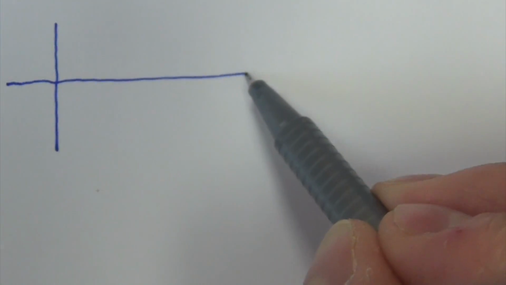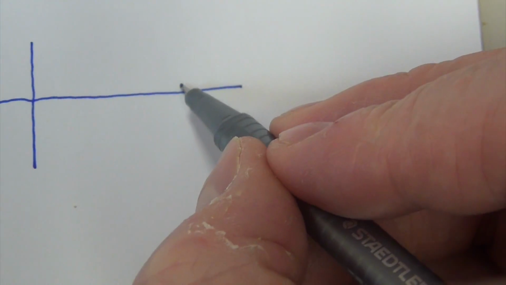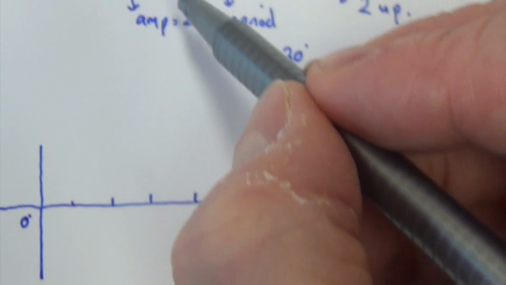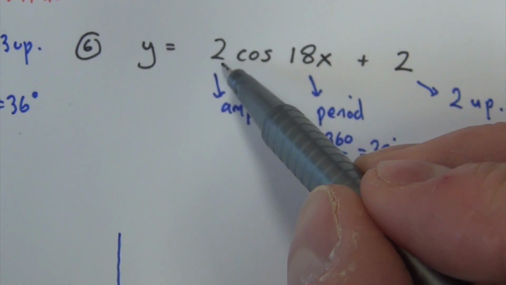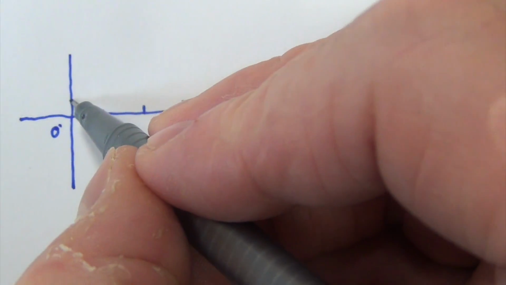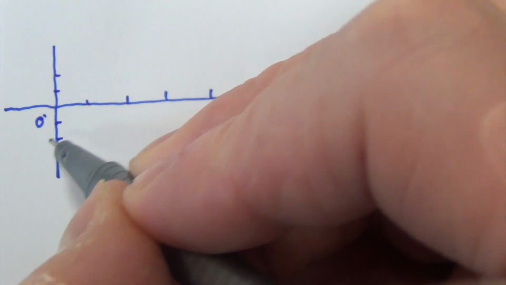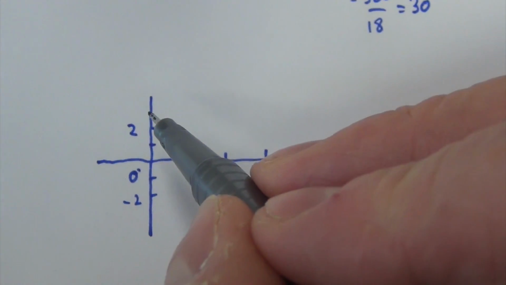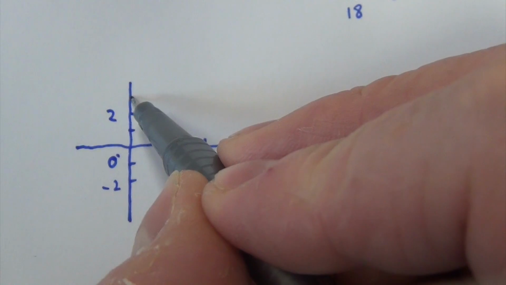Let's put that on as 30. Put that on a 0 and then cut it into 4 equal parts. So we know that it goes amplitude 2, so let's put 2 in. 1, 2, 1, 2, so that's -2 and 2. And we know it's going to shift up 2, so we've got to make sure that we go all the way up to 4 here.